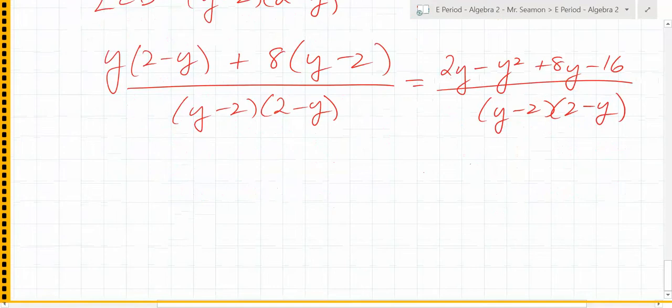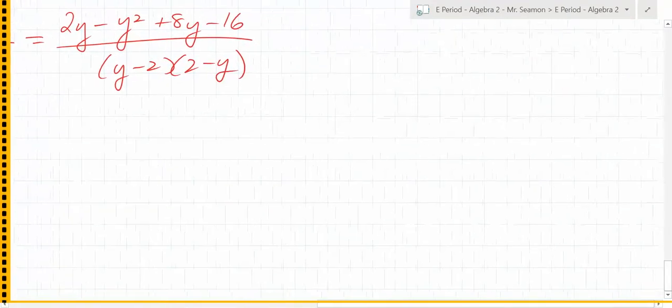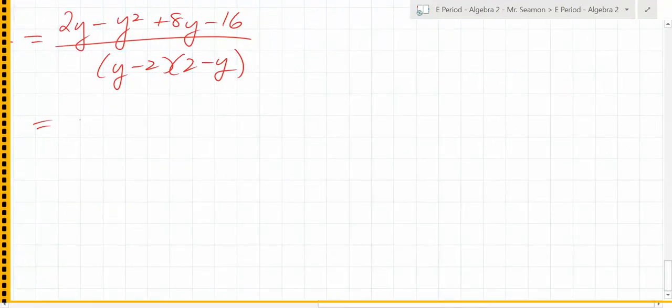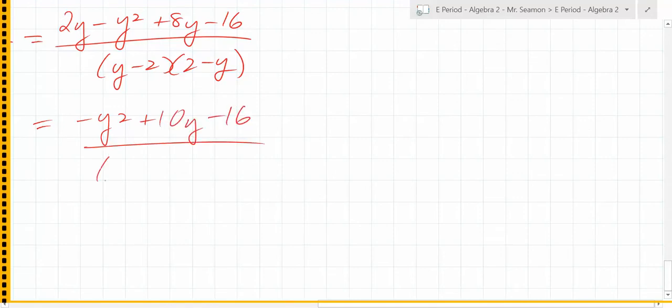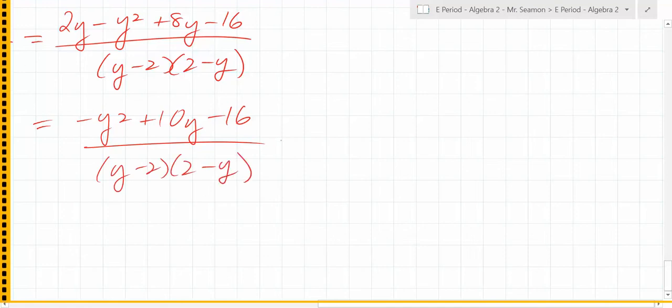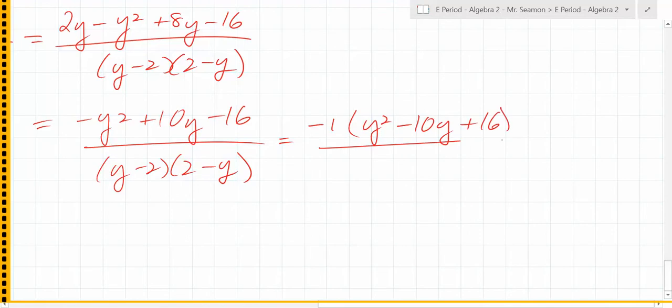Can we simplify the top a little bit? Yes, absolutely. So you end up with what? Negative y squared. How many y's do we have? 10y minus 16. Now what can we do? Factor. We don't like that negative sign in front of y squared, right? So what can you factor out of the top? Negative 1 times y squared minus 10y plus 16. I just like getting rid of that negative sign.